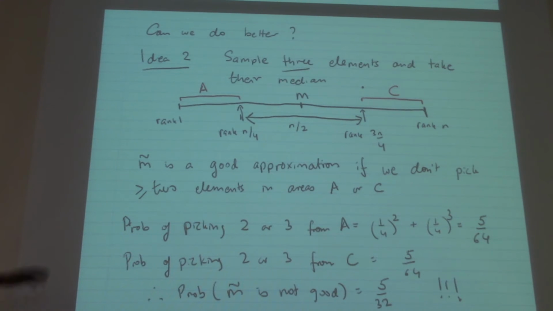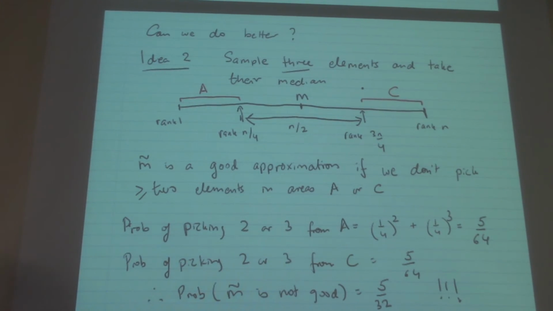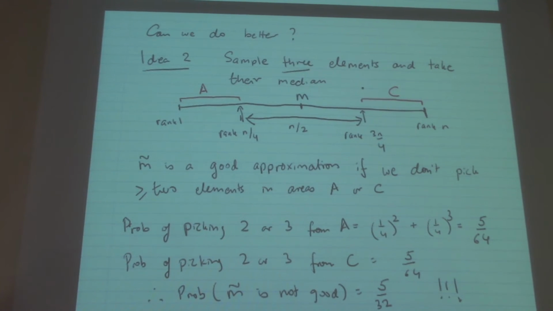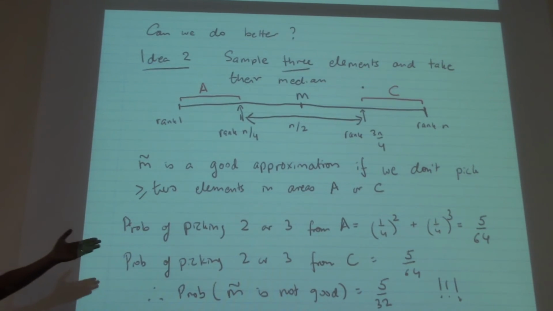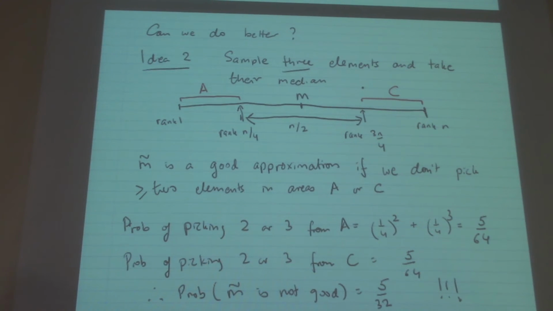Let's do the calculation. What is the probability of picking 2 or 3 elements from A? Well, it has 1/4 of the set in it, right? So the probability of picking 1 element is 1/4. The probability of picking 2 elements is 1/4 squared, and that's it. If you want to pick 3, it's 1/4 cubed. Either of these two things could happen. I'm going to be lazy, so I'm just going to add these two things. This is double counting, but I don't care. So it's less than or equal to that.